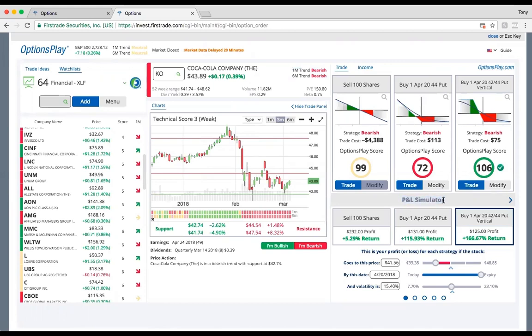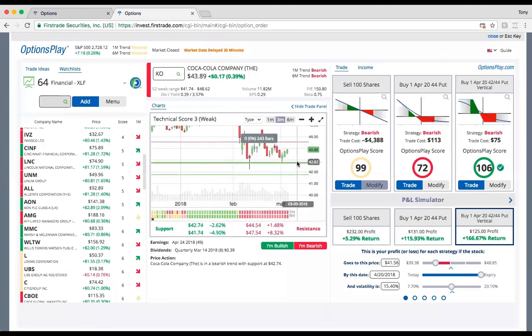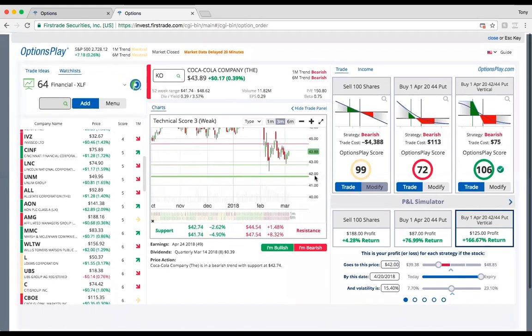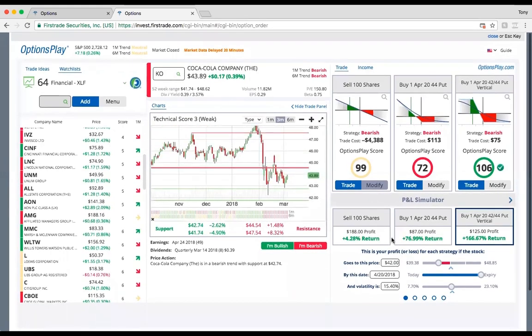So we all have our analysis, so we're looking at Coca-Cola. It's currently trading at $43.89. I see that there's some support down here at 42, 41. So what happens if I think the stock's going to go to $42? If I think the stock's going to go down to $42, as you can see, if I shorted the stock, I make a 4.28% return. If I bought this put, I make a 76% return. If I bought this put vertical, I make a 166% return.